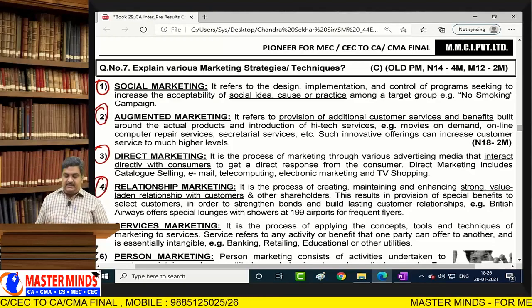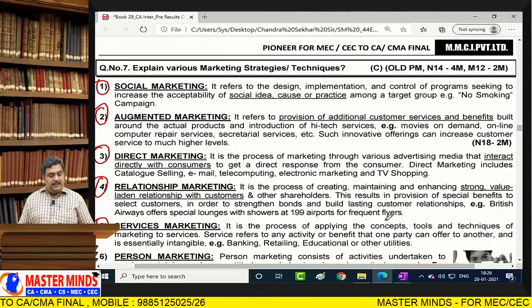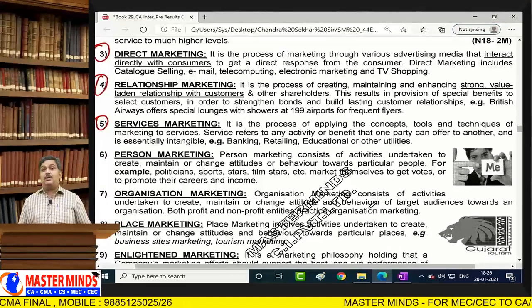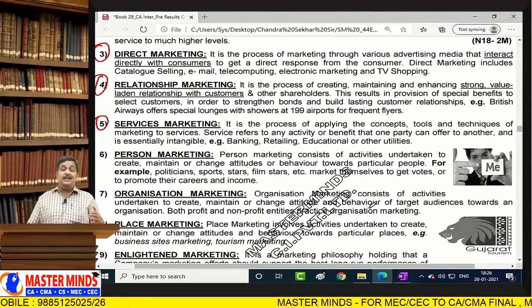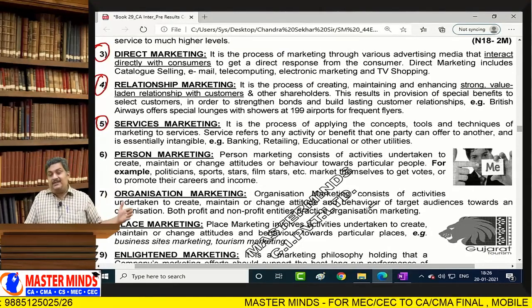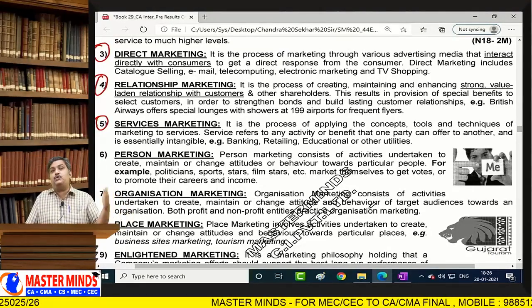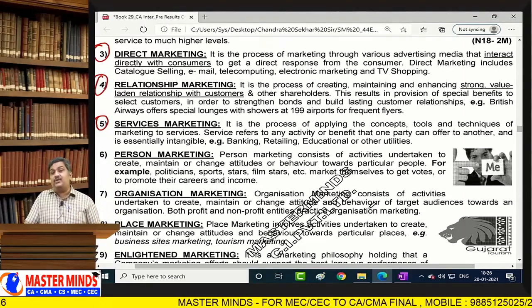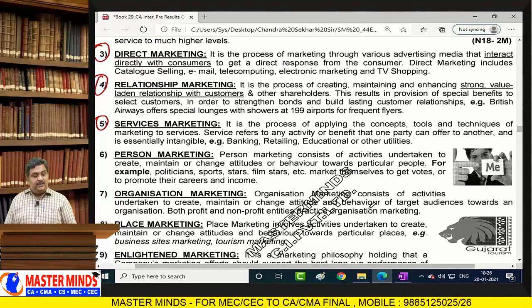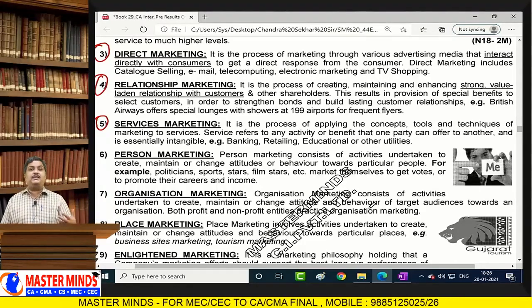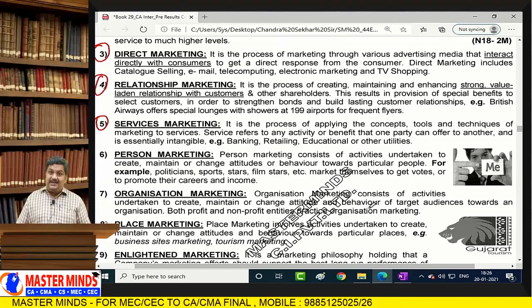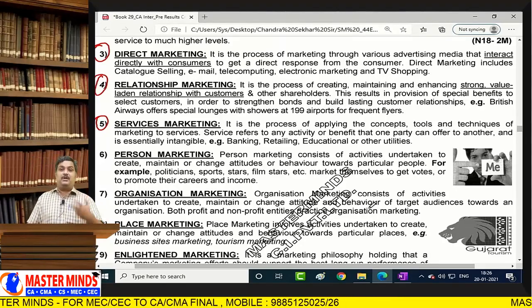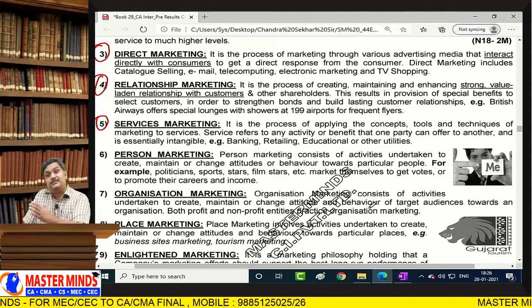And next, services marketing. Today services marketing is on a greater rise. Once upon a time, marketing was done only for products. Product-oriented companies only used to do the marketing. But today, banking services, educational services, insurance services, all these services are largely advertised in the mass media. And they use different techniques of advertising to reach the general public. So that is called services marketing.